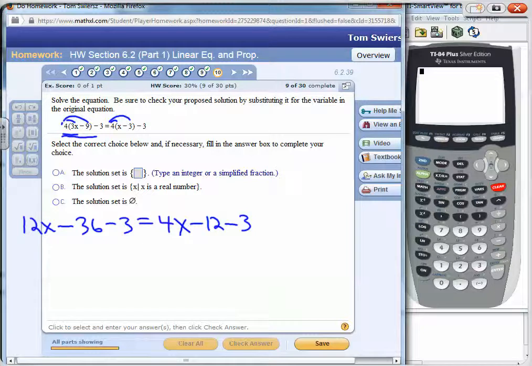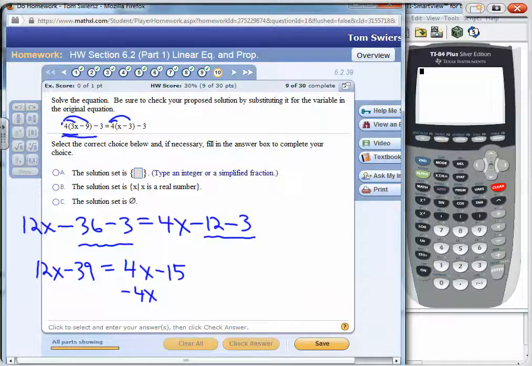So now on the left side, a negative 36 minus 3, you can use your calculator. A negative 36 minus 3 will give you a negative 39. And here, a negative 12 minus 3 will give you a negative 15. Again, use your calculator if you need to. All right, and now we have x's on both sides, so we want to get x's on one side.